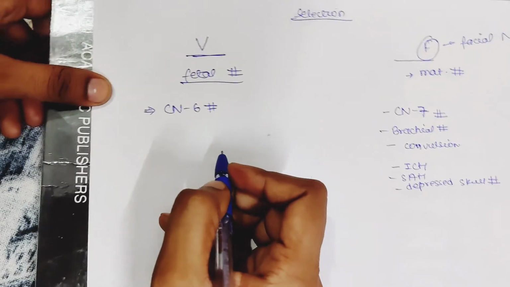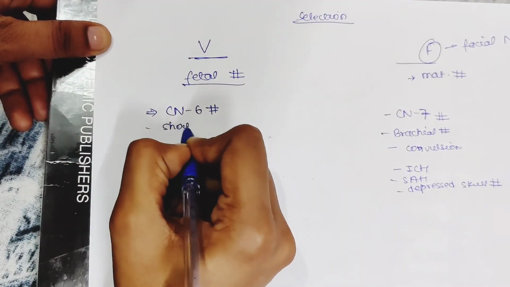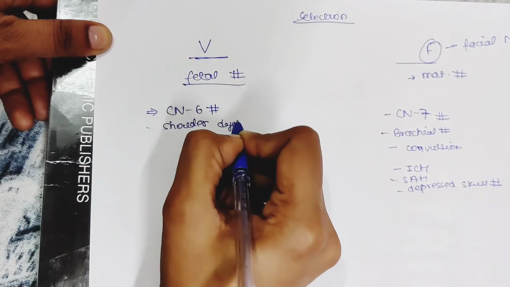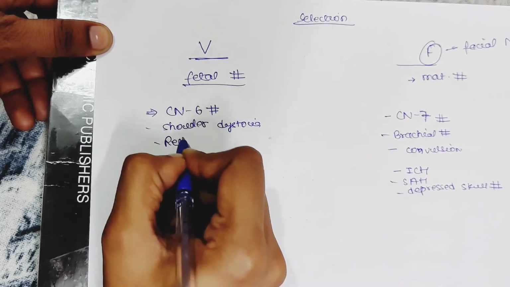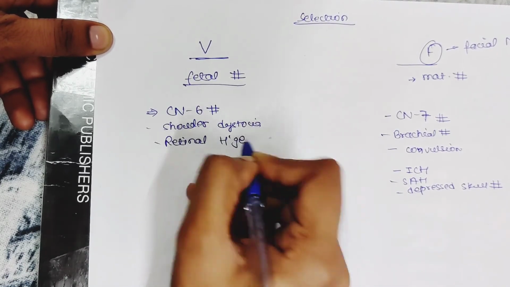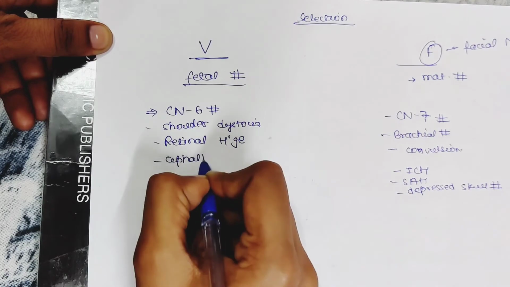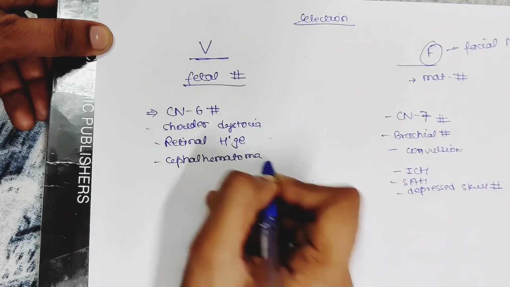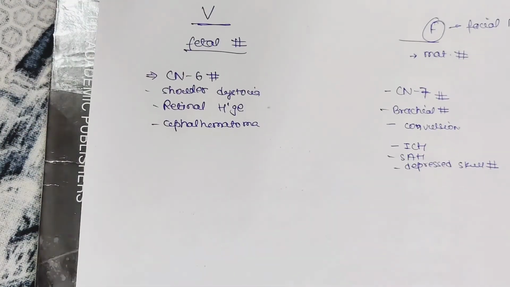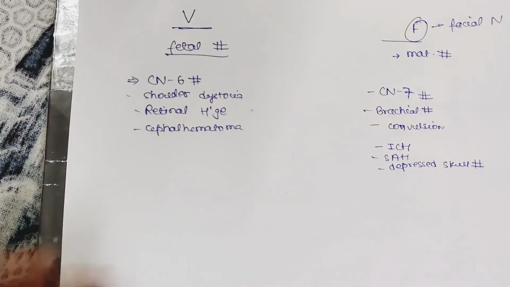Whereas 6th nerve palsy, shoulder dystocia, retinal hemorrhage, and cephalohematoma, these are more specific for vacuum delivery. Now let's see contraindication and indication of vacuum and forceps.